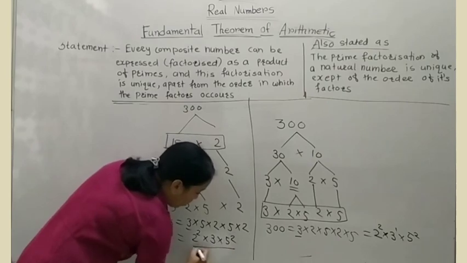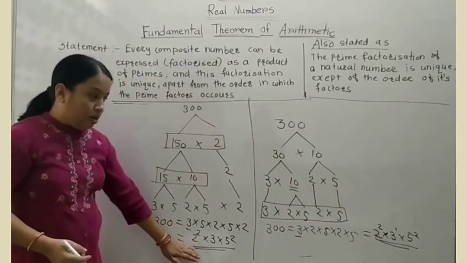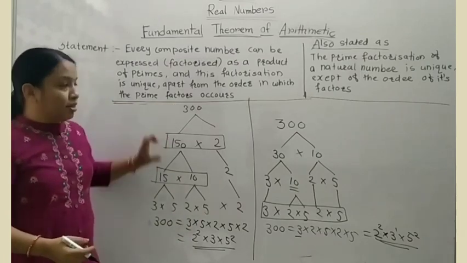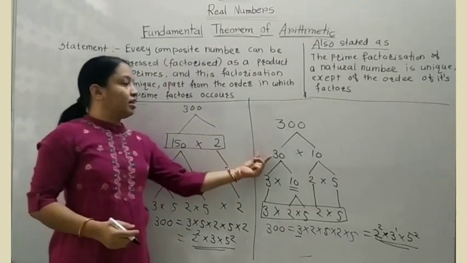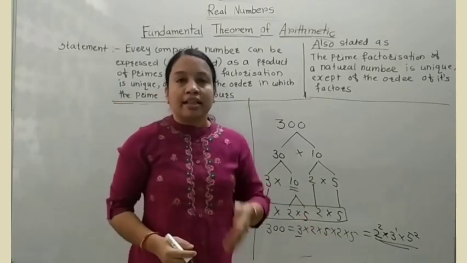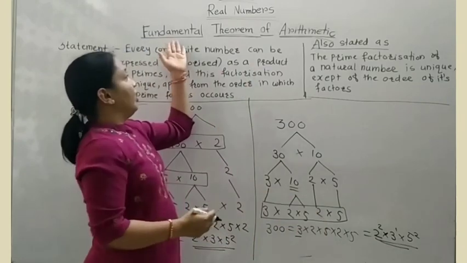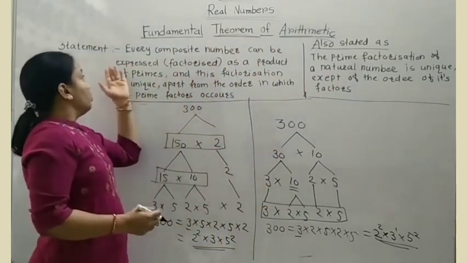If you observe this, not depending upon their order, the prime factorization of a given number, from whatever you start the factorization, is always unique. And this is nothing but your fundamental theorem of arithmetic. Now come to the statement.